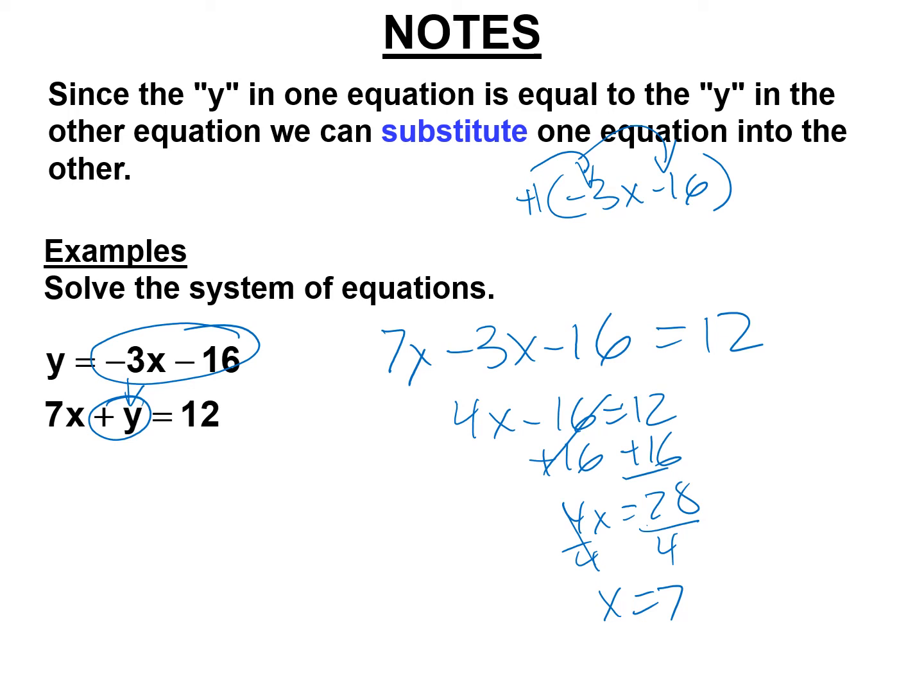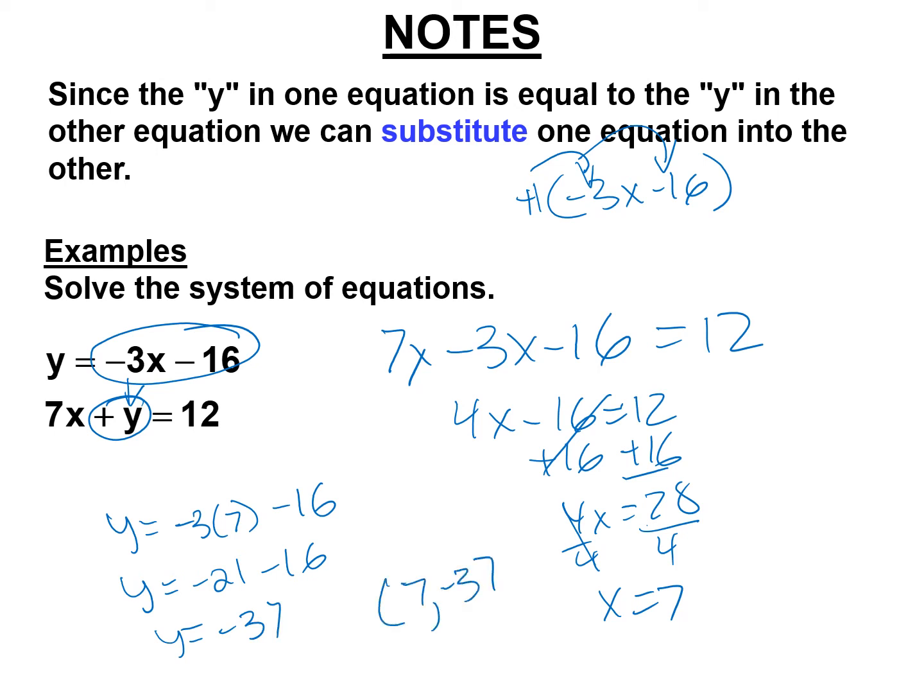Now, since the top one's in slope-intercept, that's going to be the one that's easier to deal with, usually. Not always. And negative 21 minus 16, y equals negative 37. So these intersect at 7, negative 37. And also realize, my graphs usually went from negative 10 to positive 10, so I really couldn't graph that one easily, at least on the grids that I've been using. If you had a graphing calculator, then that would be fine.